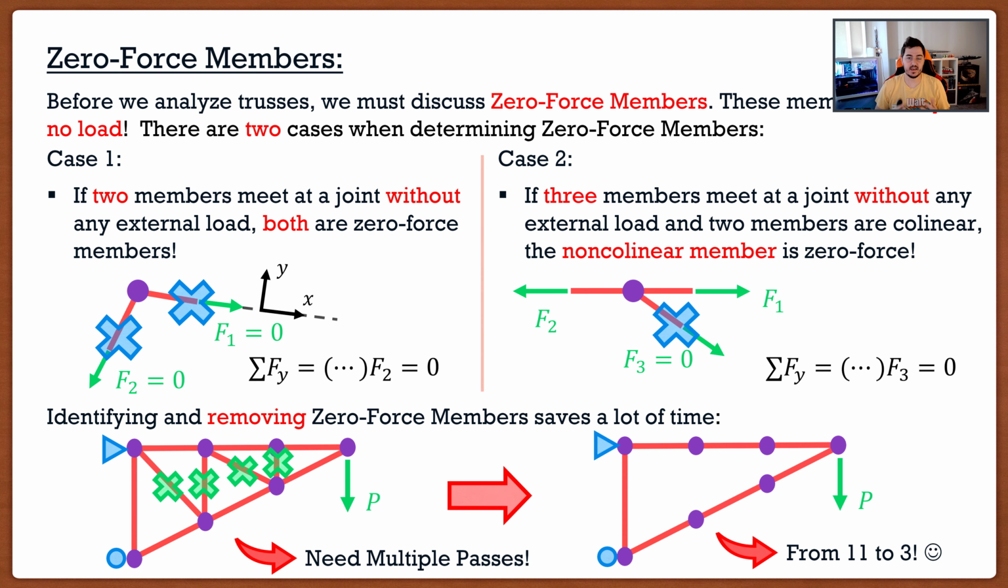So this is, again, the beauty of 0 force members, is that it takes our very complex truss and simplifies it, which makes all of our calculations much easier. Now, if you guys wanted to, you guys can still solve for all 11 members, and the math will show you that those are all going to be 0 force. The math still works out.